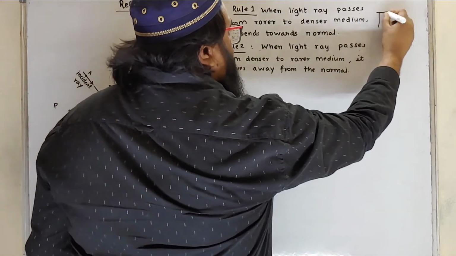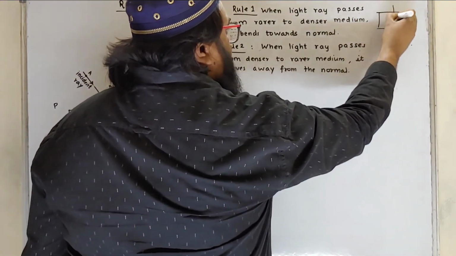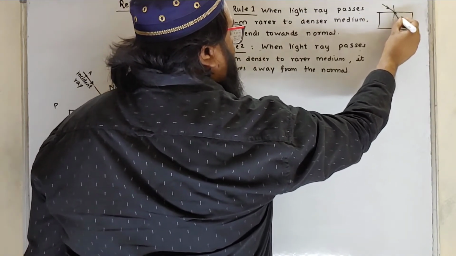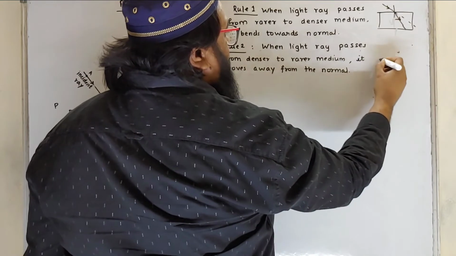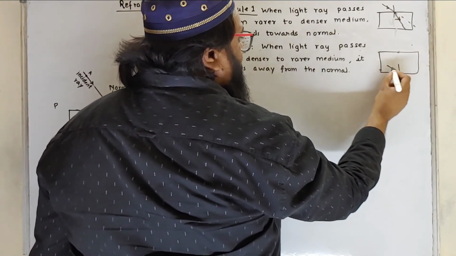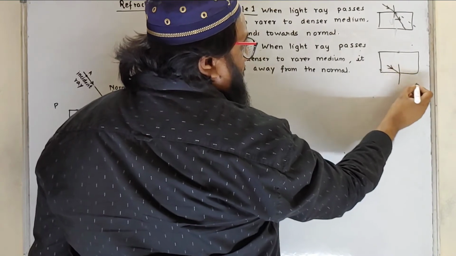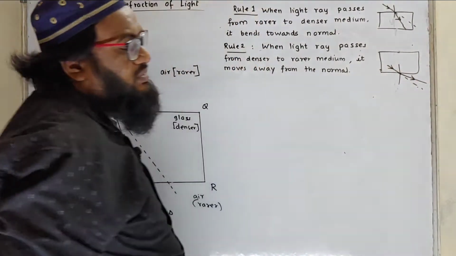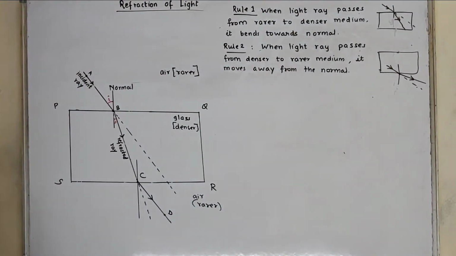So diagram for this, we can say this is the normal, this is the incident ray. Instead of going straight, it will bend where? Towards normal. For this we can say when light ray enters from denser to rarer medium, this is rarer medium, instead of going straight, it will move away from the normal. So these are the two rules. One more rule is there. When light ray is incident normally at the boundary between two media.